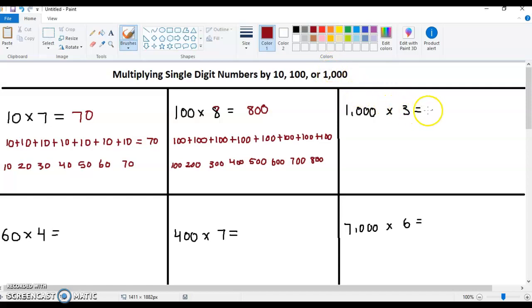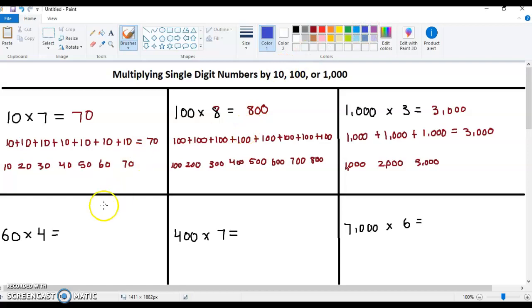So we have the number 1000, 3 times. If I have the number 1000, 3 times, I take 1000 plus 1000 plus 1000 more. Oops, that's supposed to be a plus. Sorry, let me make that neater. And if you didn't like repeated addition, you could always skip count by thousands: 1000, 2000, and then 3000. Like that.